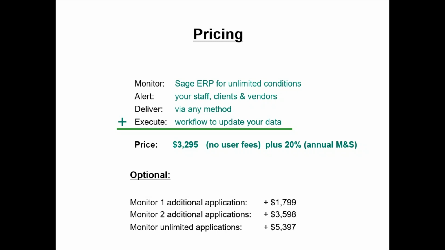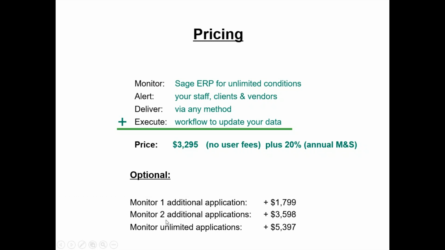And then there are just three options listed down at the bottom of the current slide. Let's say that you also happen to be using Sage CRM and you'd like to use alerts and workflow with your CRM application as well. That counts as an additional application to be monitored, and to do so would cost an additional $1,799.